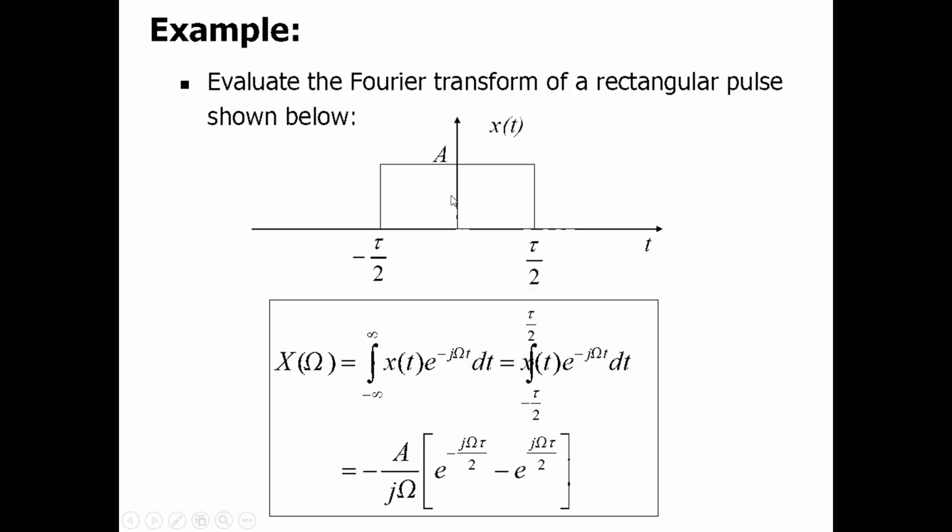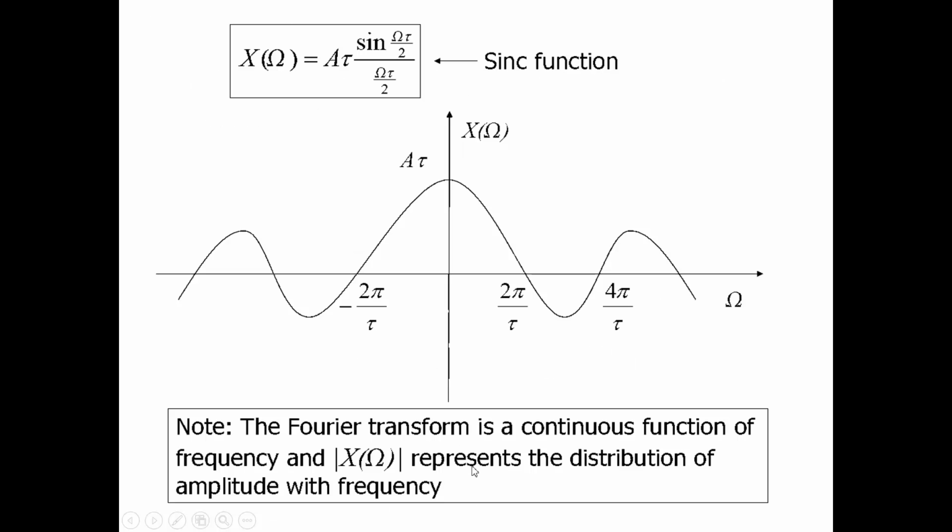Since the rectangular pulse exists from minus tau by 2 to tau by 2, we will have the integral limits from minus tau by 2 to plus tau by 2 of x(t) e to the power minus j omega t dt. Because the value between these two time values, from minus tau by 2 to plus tau by 2, is A, therefore x(t) is A. If we solve this integral, we will reach this formula.